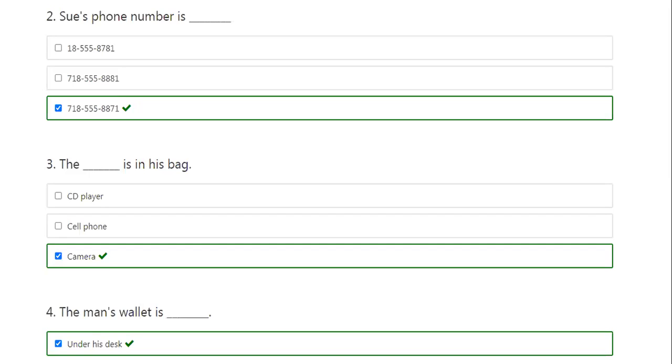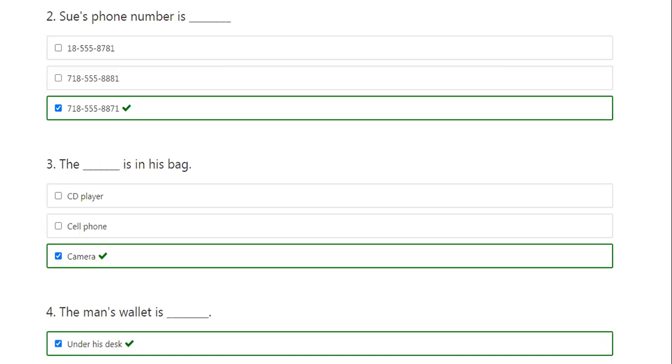So, in this case, we are asking about Sue's phone number, and Sue's phone number is 718-555-8871. That's the right number. Okay. In the number three, we are talking about the vocabulary and the prepositions. En el número tres, si ustedes ya realizaron, if you realize doing the exercise, si ya se dieron cuenta al hacer el ejercicio, estamos evaluando vocabulary, but also prepositions, right? And also we are evaluating the possessives, right?